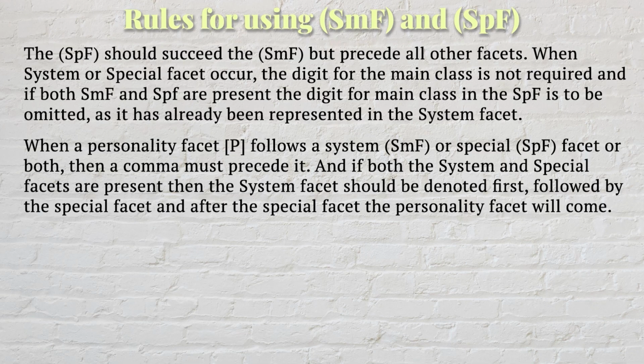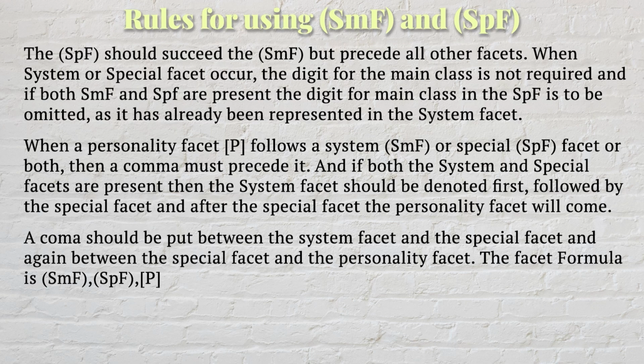And if both the system and special facets are present, then the system facet should be denoted first, followed by the special facet, and after the special facet, the personality facet will come. A comma should be put between the system facet and special facet, and again between the special facet and the personality facet. The facet formula is then first system facet, comma, special facet, comma, personality.